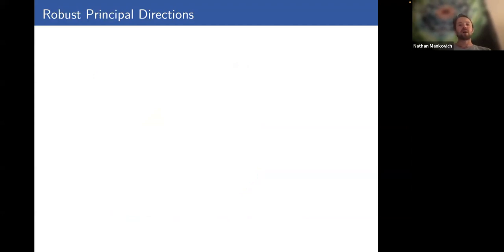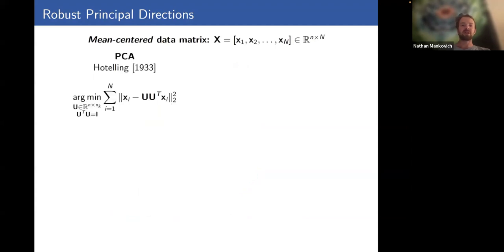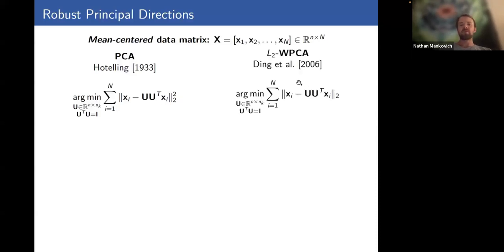I was thinking more about robust principal directions. So what are these? If you take a mean-centered data matrix and you run PCA, we're doing like what we did before, right? This is one way to formulate PCA as an optimization problem. We remove the square and we get a robust version of PCA that's somehow more robust to outliers. And so the principal directions are the columns of the minimizer of these problems.